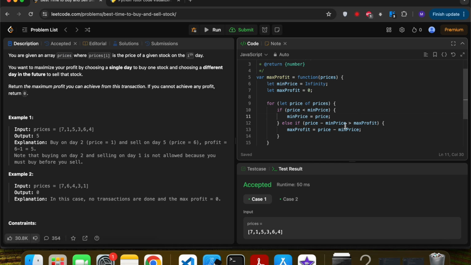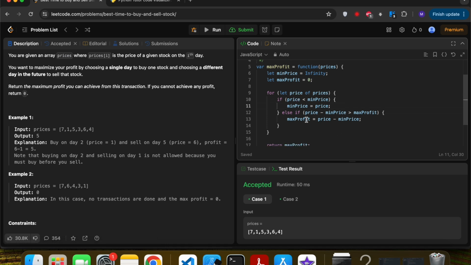It should be solved in O of n because we are only doing a for loop and using 2 variables. So the time complexity won't exceed O of n.